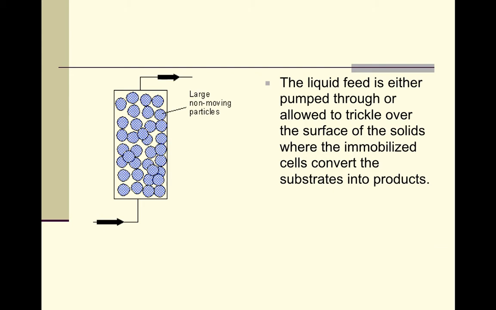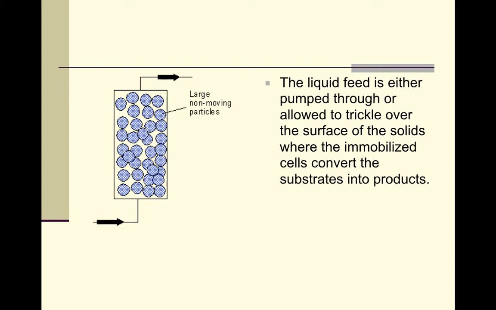So the solid support is stacked on top of each other, and the medium is dripped onto it, and the organisms grow on the solid support. There are different variations of this, like the one which is used in sewage treatment, called trickling bed fermenters, and the one which is used in the production of vinegar.